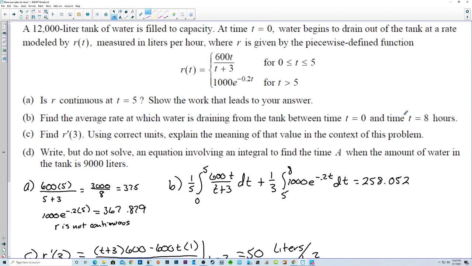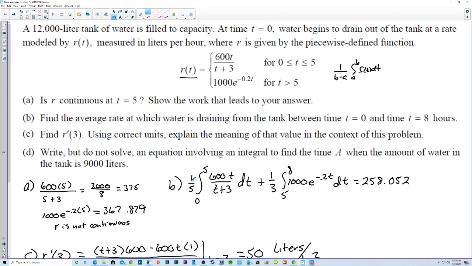Letter B, find the average rate at which the water is draining from the tank between time t equals 0 and time t equals 8. Well, this is the function. This is rate. So if we're going to find the average value of the function, now we use the actual function. Remember, the average value of a function is 1 over b minus a, integral from a to b of the function.